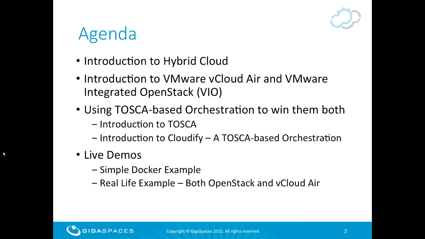First of all, there are demos that will show what vCloud Air and the integrated OpenStack by VMware look like, and we'll give you some pointers to that. And then we'll go through two examples. One example will demonstrate a simple use case, taking MongoDB and Node.js running on Docker.